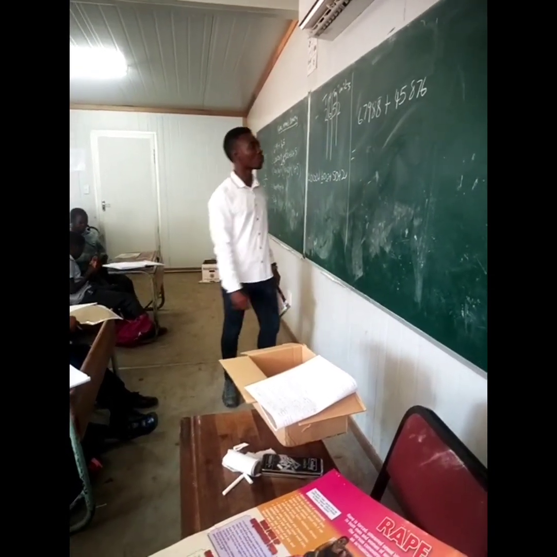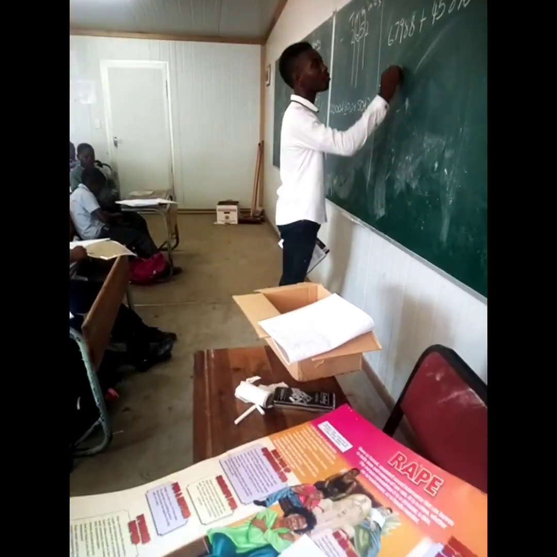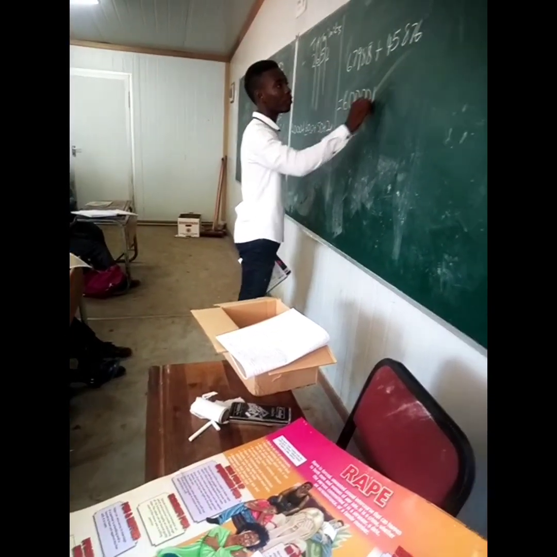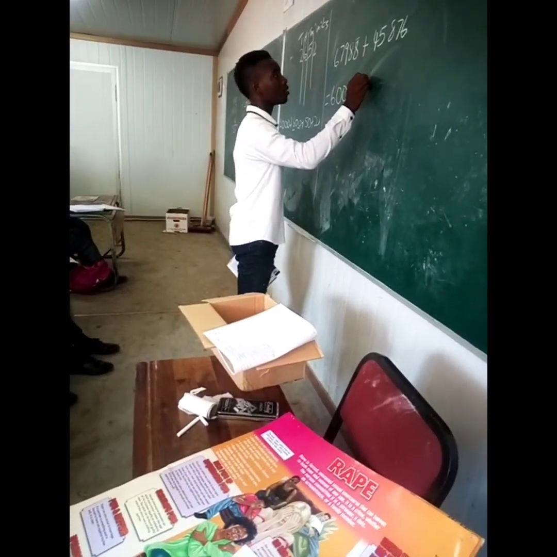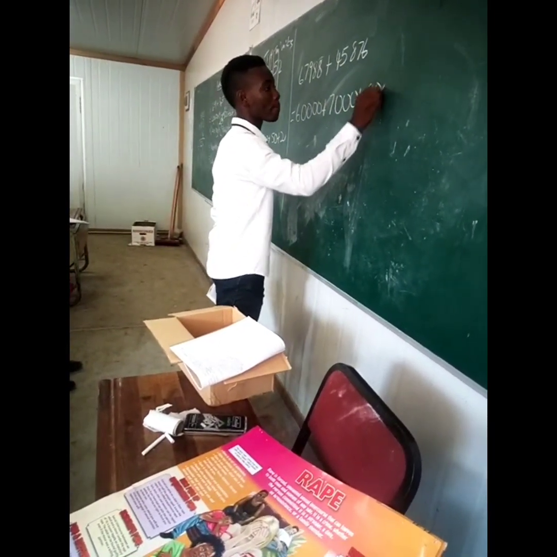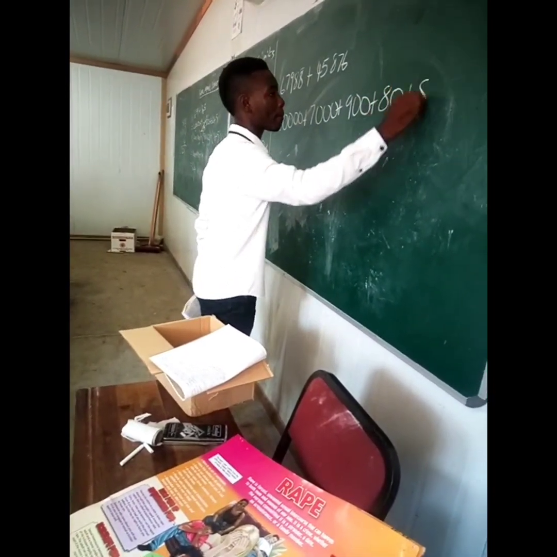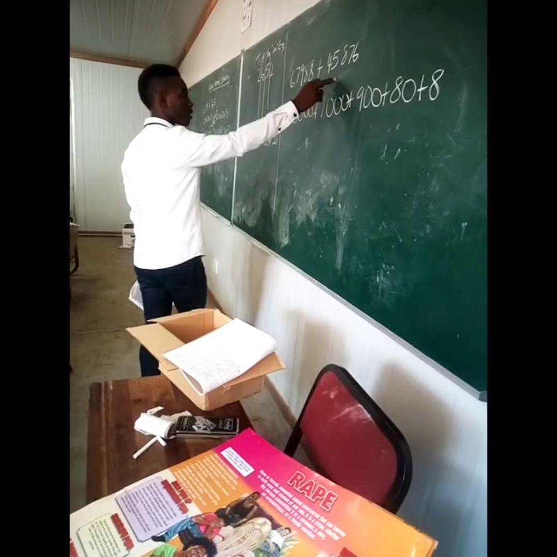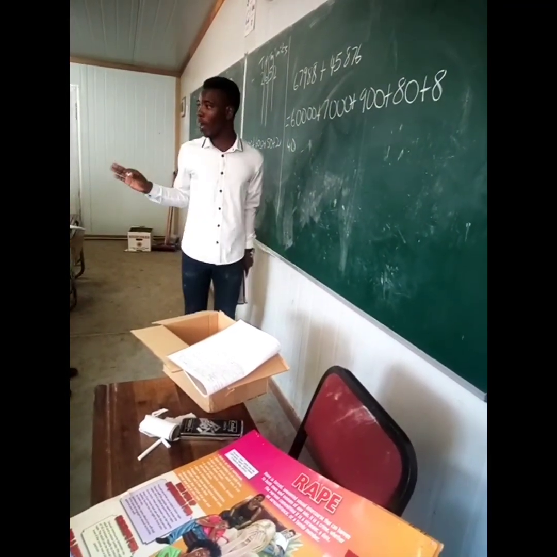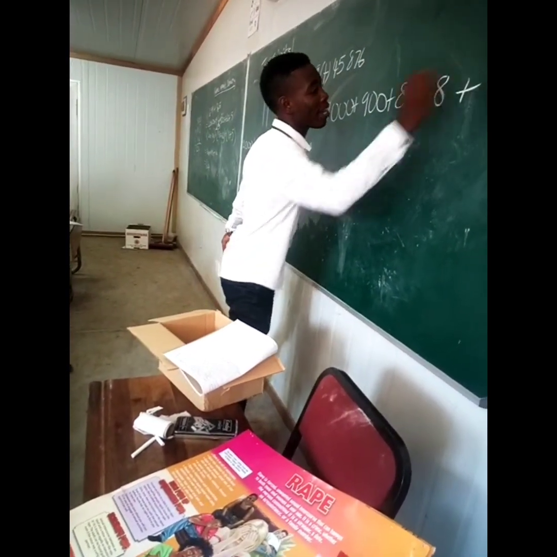We're going to start by doing what? All of us. 60,000 plus 7,000 plus 9,000 plus 800 plus 80. Remember, we are using the plus sign here. So we must put plus here.